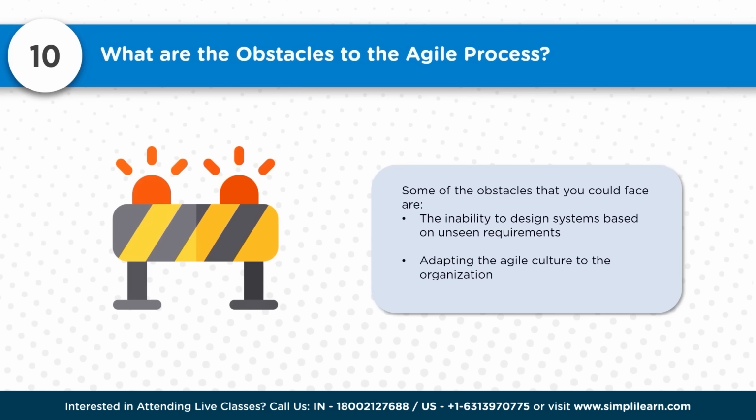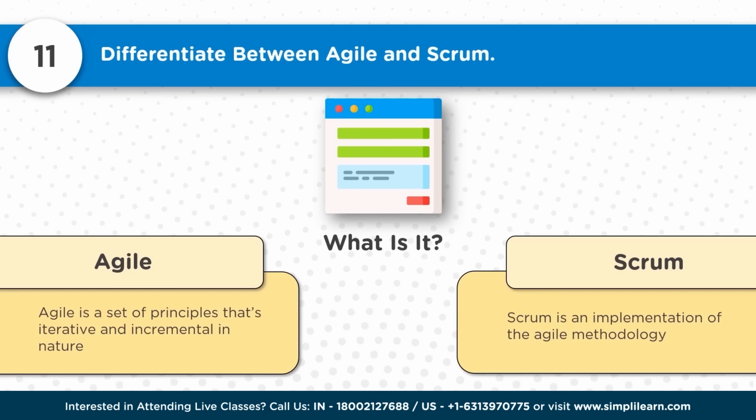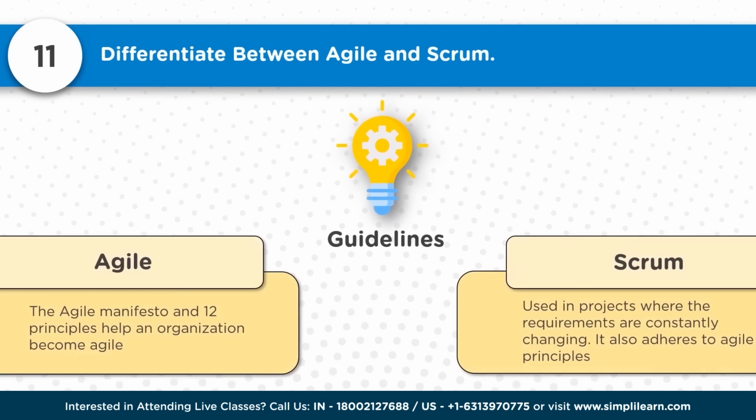Question number 11, differentiate between agile and Scrum. The term agile, as I mentioned earlier, refers to the ability to move quickly and easily by becoming more flexible and adaptable. Whereas Scrum is an agile methodology which enables an organization to become agile. The Agile Manifesto and 12 Principles act as guidelines to become agile, whereas Scrum is used in projects where requirements are constantly changing, aligning to the Agile Manifesto and 12 Principles. They should follow what is told in the Manifesto and Principles.